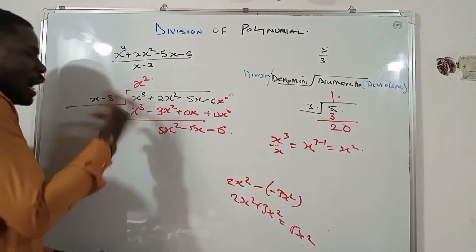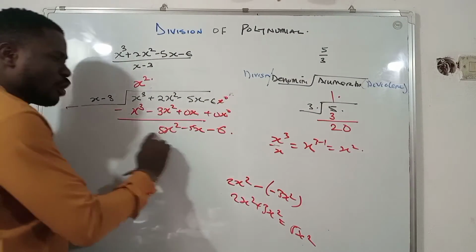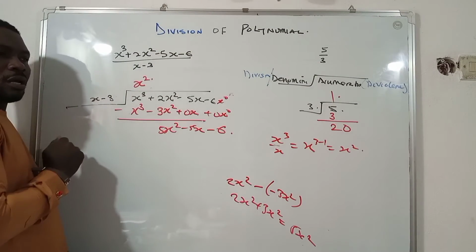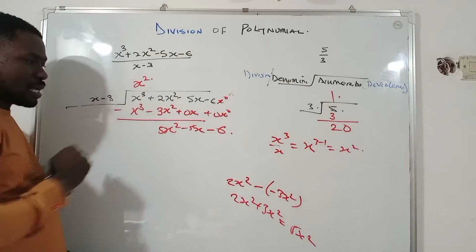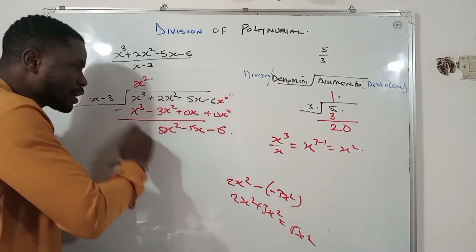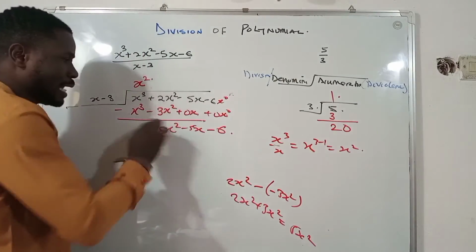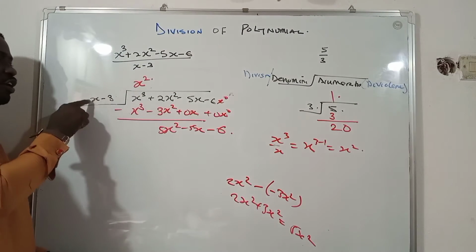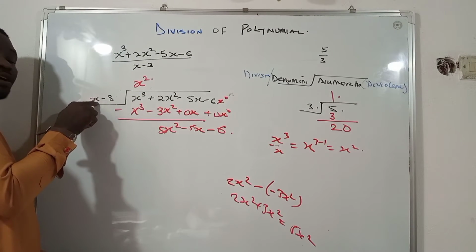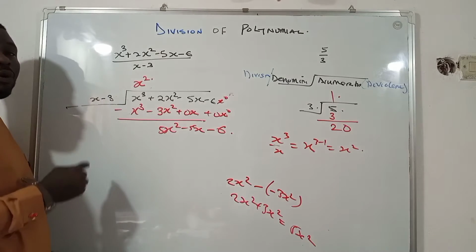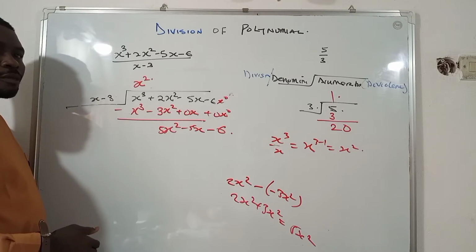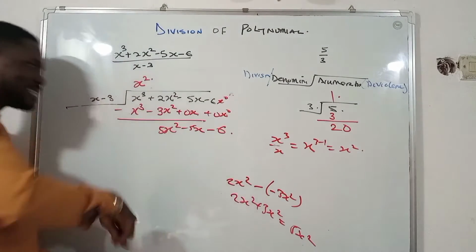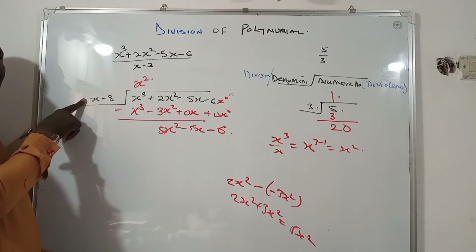Okay, now in this case, how do I know that this expression is smaller or greater than this one? Again, the degree. I ask myself, what is the degree of this? The degree of this one is 2. Of course, you know that the highest power here is 2. And because it's 2, I will ask myself, what is the degree of the divisor? The degree of the divisor is 1. 2 is greater than 1, so I will continue to divide. You only stop dividing when the degree of whatever you have here is less than the degree of the divisor.